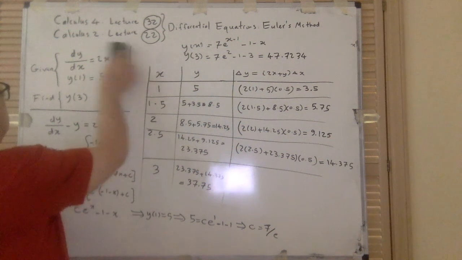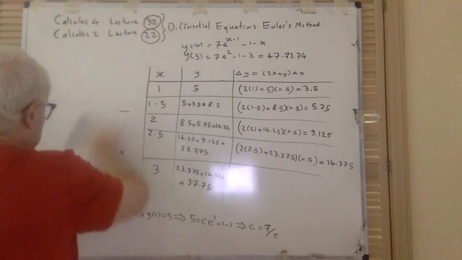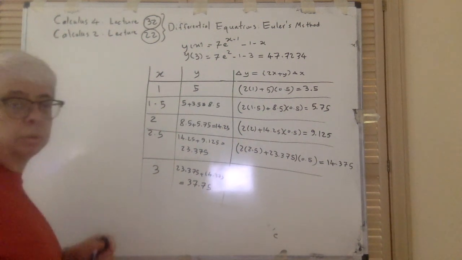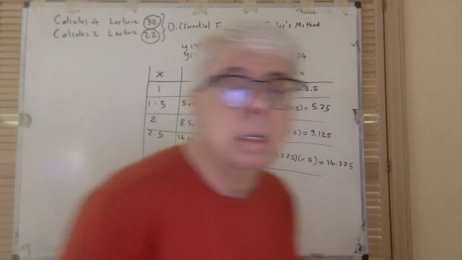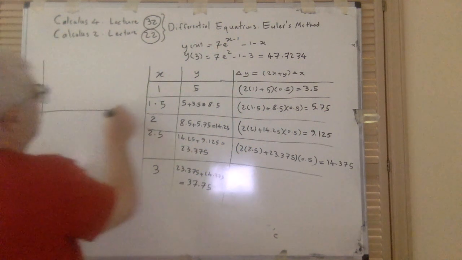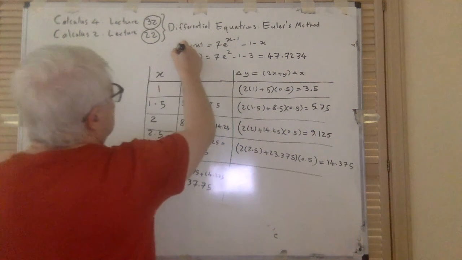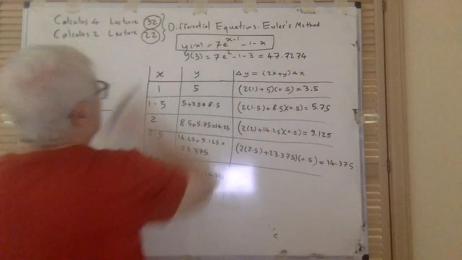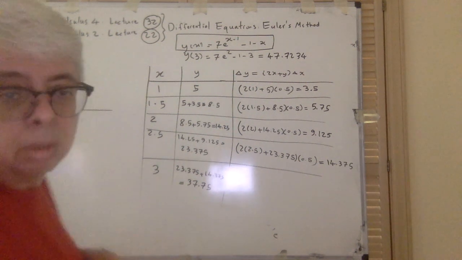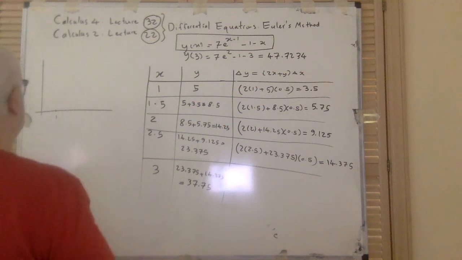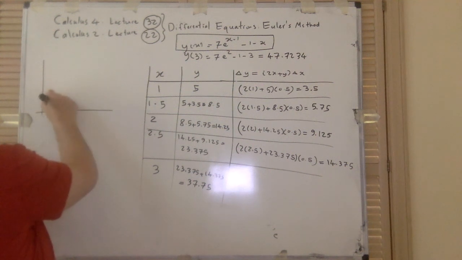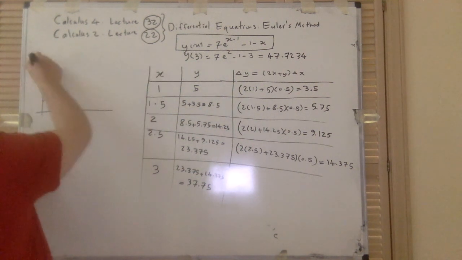Let me have some space here. So let me erase this and draw the picture here for you, the graph, and show you what is happening. Okay, so this is what it looks like, the graph of this function. It starts at 1, 5. So let's assume that this is 1, 5, and it goes up to a point about 47 something.